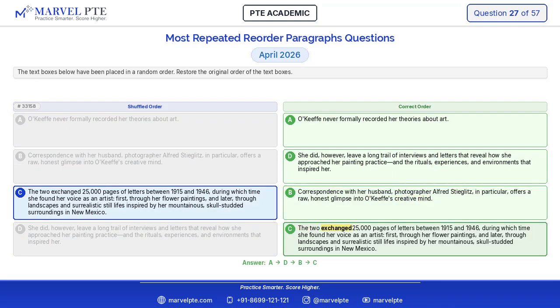The two exchanged 25,000 pages of letters between 1915 and 1946, during which time she found her voice as an artist. First, through her flower paintings, and later, through landscapes and surrealistic still lifes inspired by her mountainous, skull-studded surroundings in New Mexico.